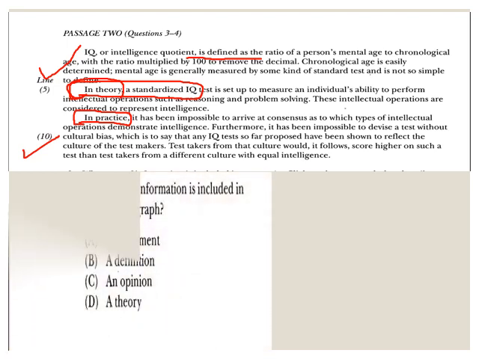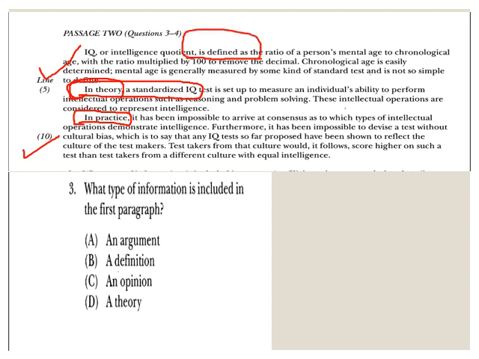Now let's go to the first question. What type of information is included in the first paragraph? So easy. Here in the first paragraph, we have a definition. So the answer is B, definition, and we can get it from the first line: IQ is defined as, so here we have a definition. Here you will not be asked about specific information, like what is the definition, the definition of what? You need to know just that here we have a definition, here we have a theory, here we have an opinion. You will not be asked about specific information. You just need to know general things. Here we have a definition.